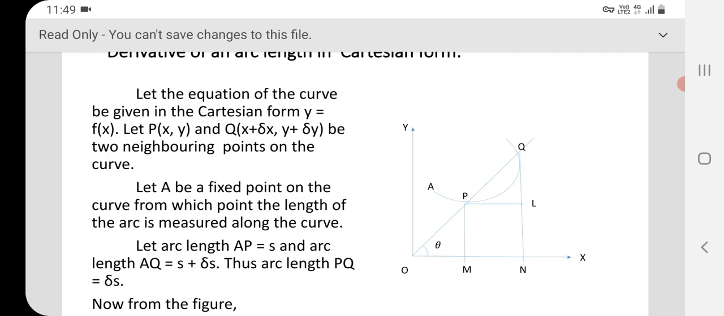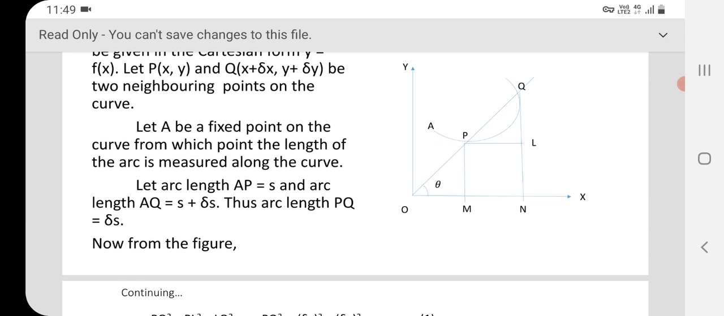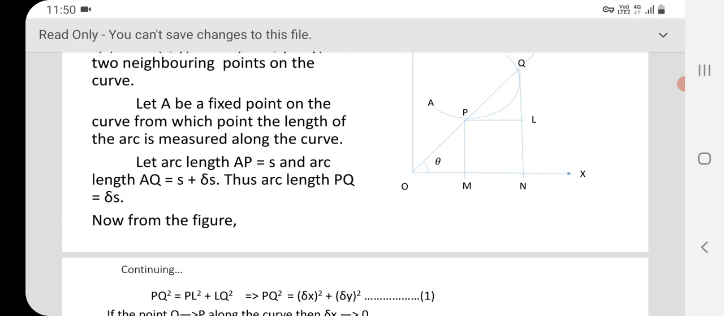Let the equation of the curve be given in Cartesian form y equals f(x). Let P and Q be two neighboring points on the curve. Let A be a fixed point on the curve from which the length of the arc is measured along the curve. Let arc length AP equal s and arc length AQ equal s plus delta s. Thus, arc length PQ equals delta s.